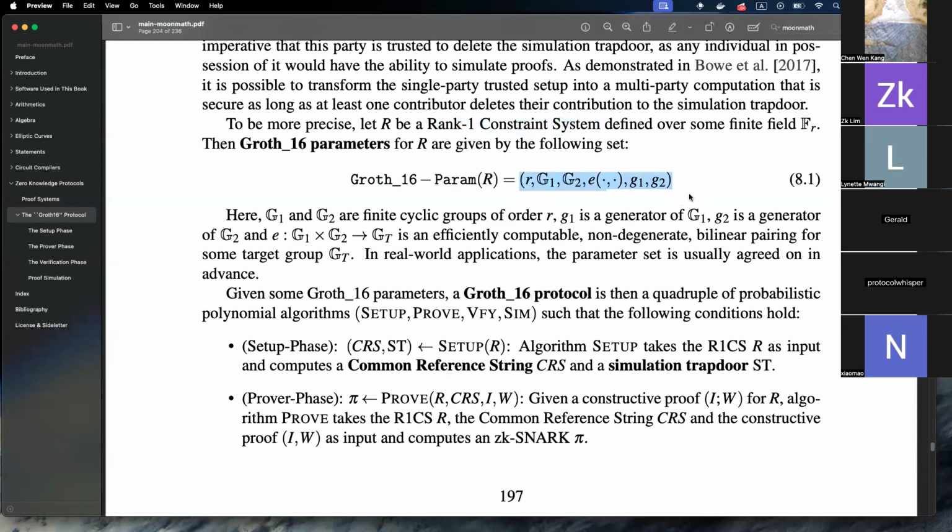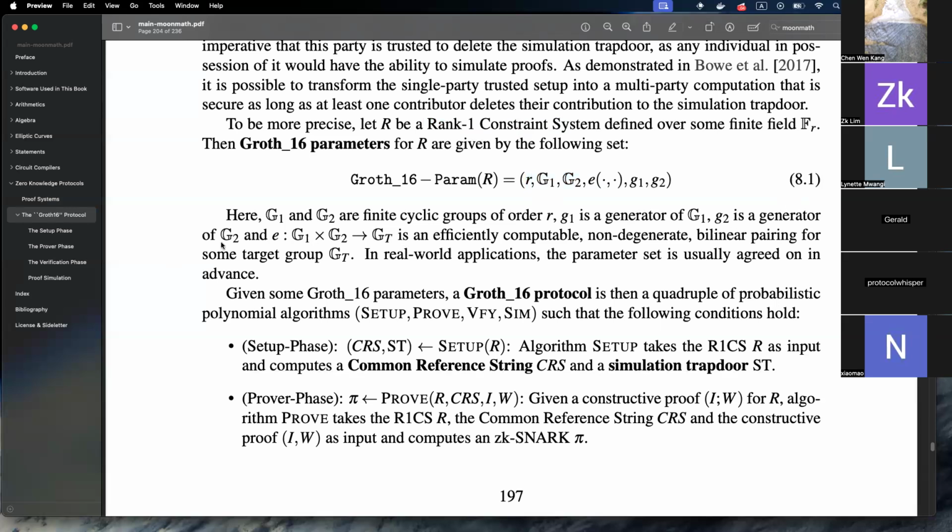Here it is: r, G1, G2, e, g1, g2, right? So here, r is just the order of the group, essentially. This is affected by your elliptic curve, obviously, right? But these two are finite groups. So G1 and G2 are two different finite groups of order r. And e is a pairing, a bilinear pairing, computable between G1 and G2.